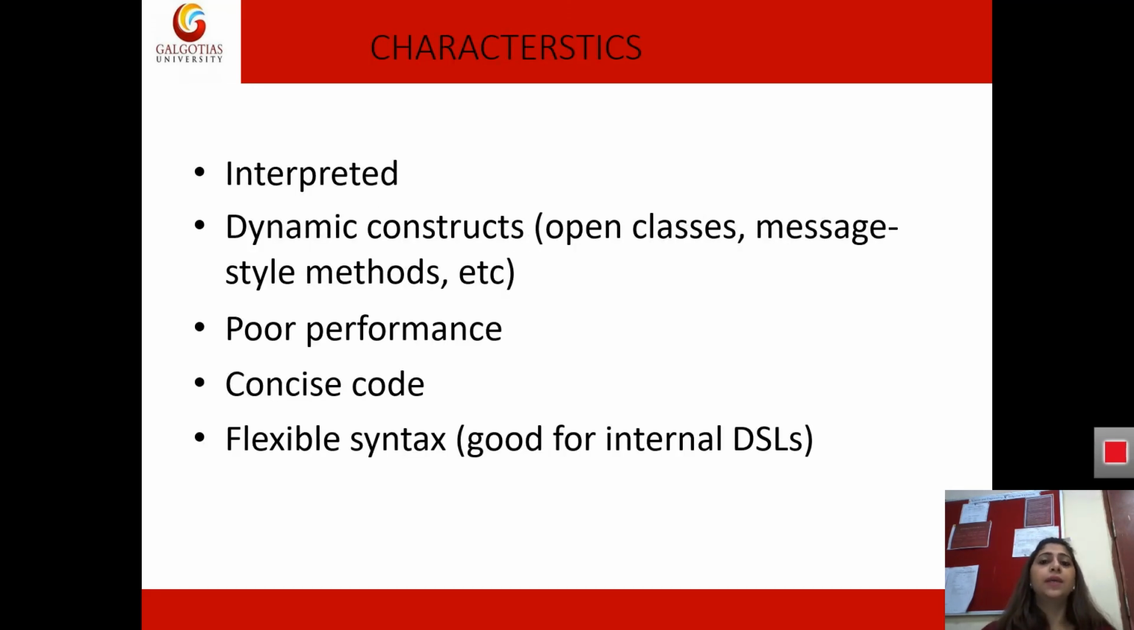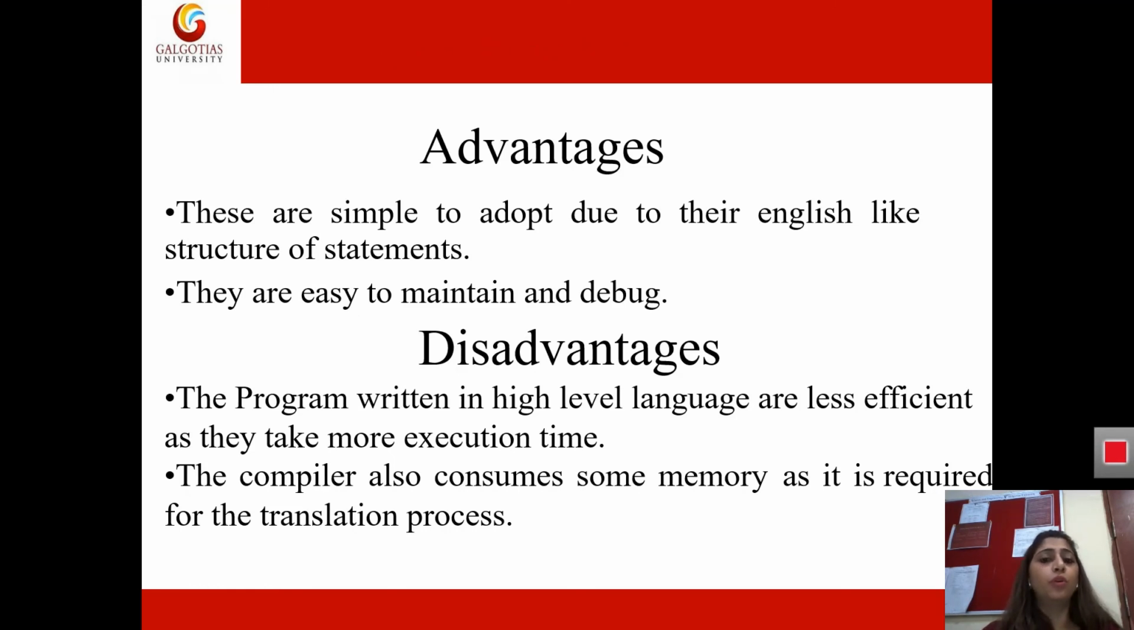And these are the characteristics of Visual Basic. It is interpreted, dynamic constructs are there, open classes, message style methods, etc. Then it had poor performance and flexible syntax. And these are some of the advantages and disadvantages of high level languages. The advantages are that they are simple to adopt due to the English language, the language structure is easily understandable for humans, and they are easy to maintain and debug. Again, these two are the most important advantages of using a high level language.